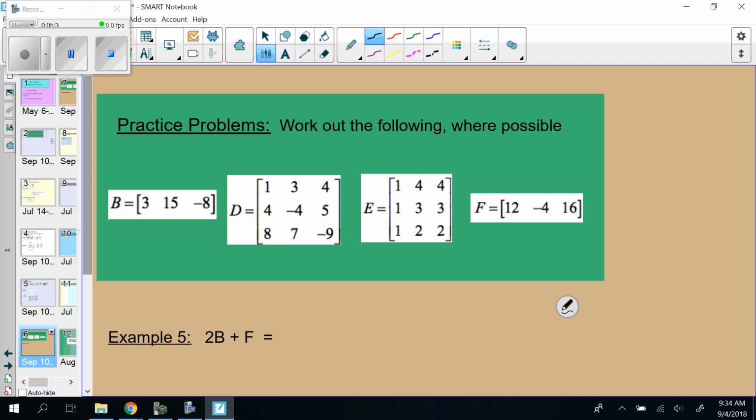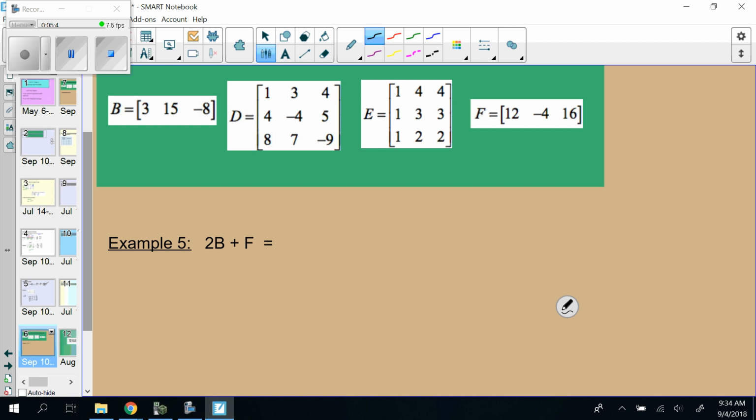What we're going to do now is work on combining some of those. If you have to do multiple operations, it's the same thing. So example 5 wants us to take 2 times matrix B and then add it to F. Multiplying matrix B by 2 is not difficult. Here's matrix B. So 2B would be 6, 30, and -16, just multiplying everything by 2. Now we want to add that to F. We want to make sure that if we're adding, they are the same size matrix, and they are.